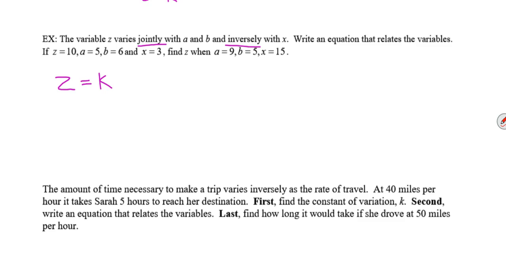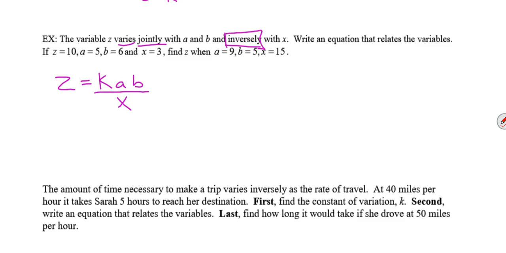So z equals k. It says jointly, so I know I'm going to be multiplying by a couple things, and it says a and b. As soon as I see this word inversely, that tells me division. And then what comes after that would be the x. So there's my setup. Z varies jointly with a and b and inversely with x. So remember, whenever you see the word varies, equal sign k. Jointly is multiplying by more than one thing. Inversely is dividing.